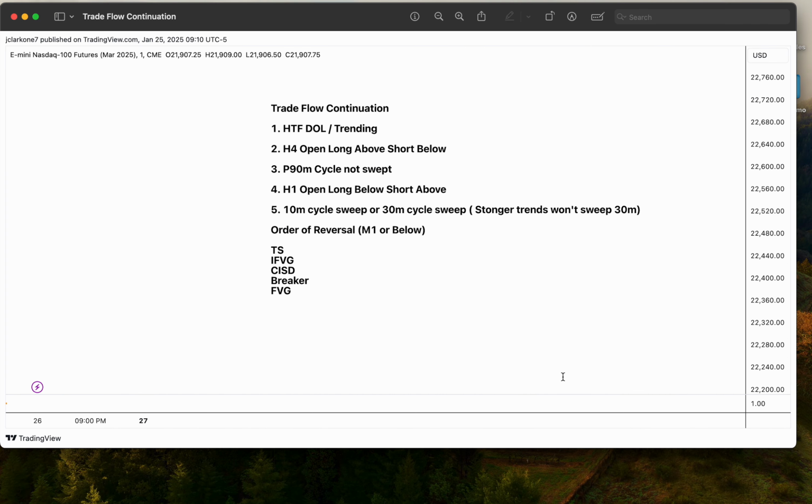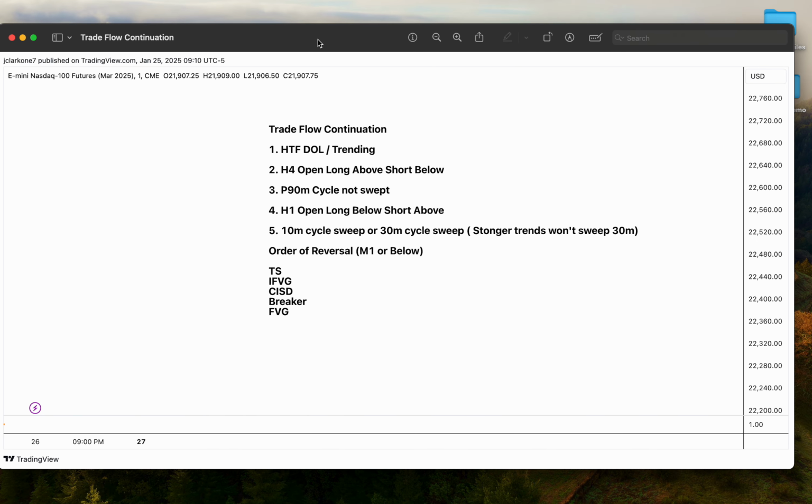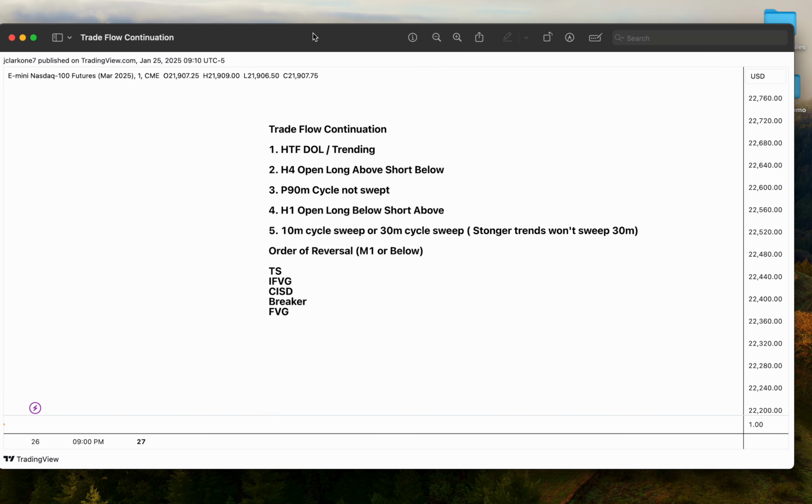Okay. So I just wanted to show you guys the little continuation thing I use. It's pretty much the same thing that I use for the reversal. It's just got a few tweaks, and it's kind of conflicting with the other strategy, but there's some key differences that can kind of isolate it for you, I guess. Anyway, same thing.